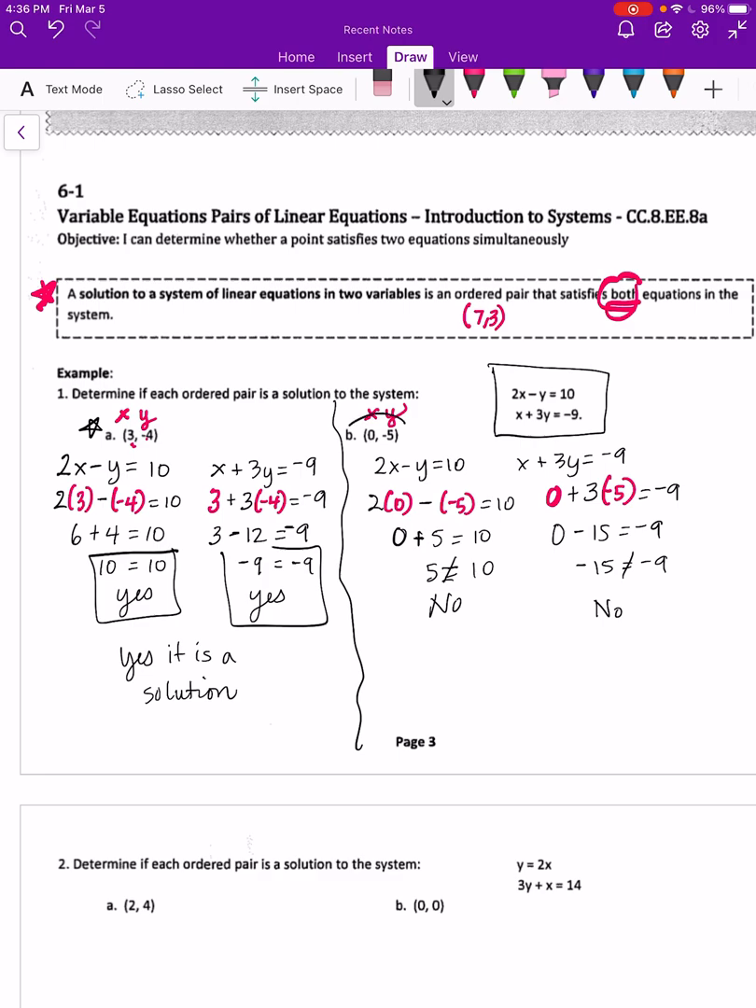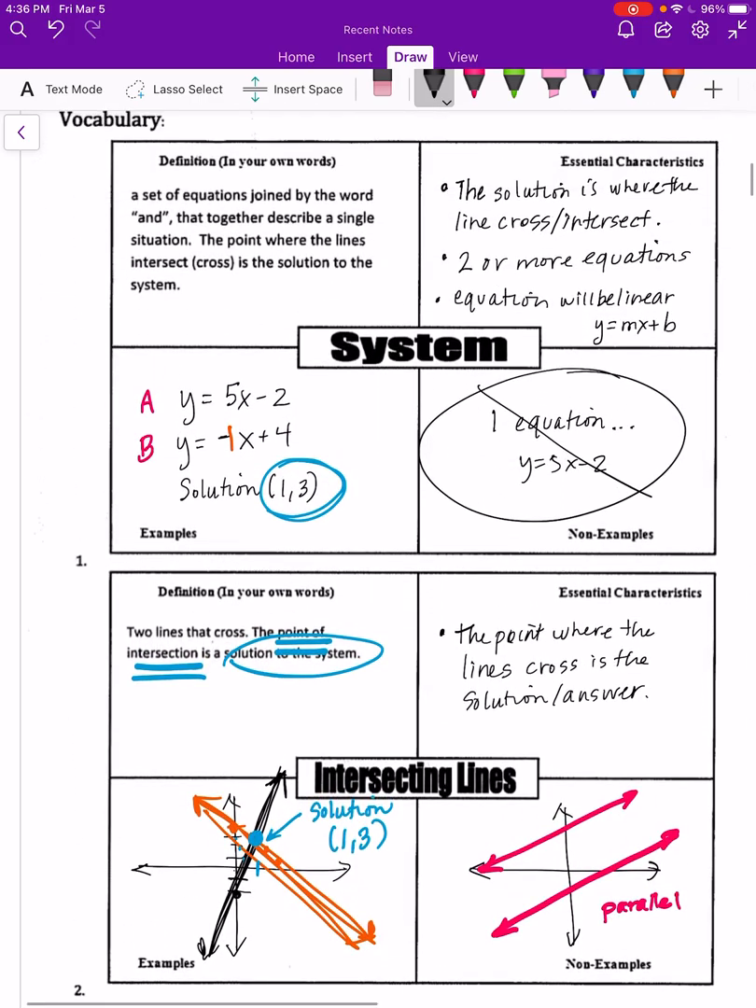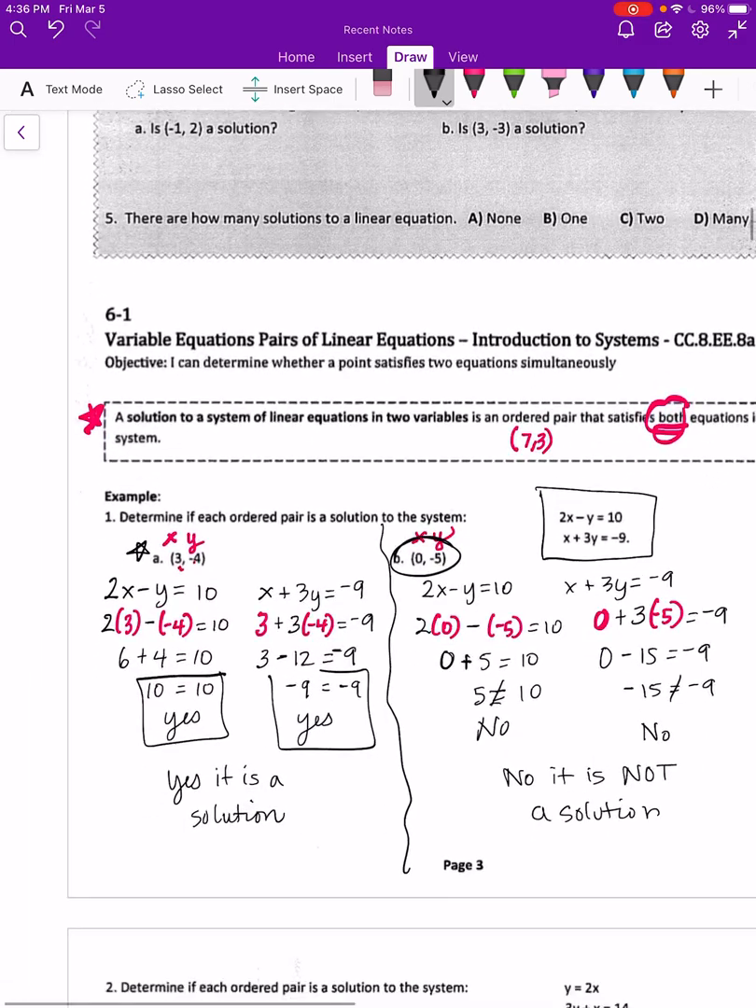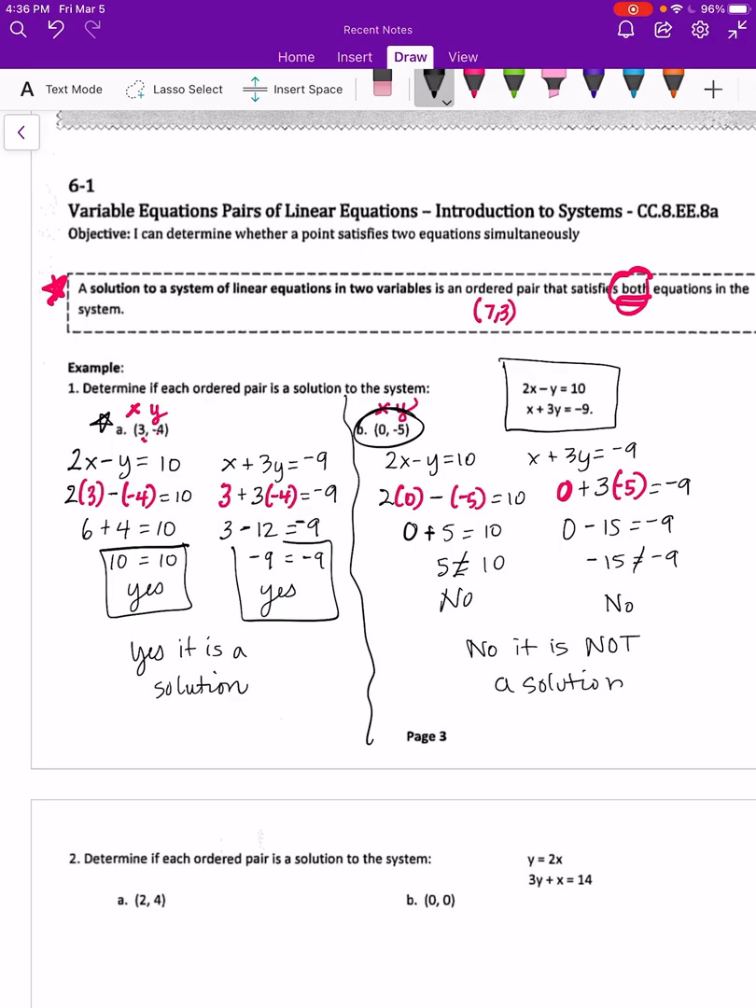So is this point a solution to the system? No, it is not a solution. Now, what does that mean? If you remember from our notes before, a solution is where the lines cross or the lines intersect. So this means these two lines, if I were to graph them, cross at this point.